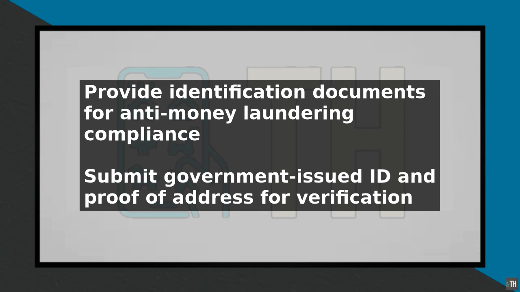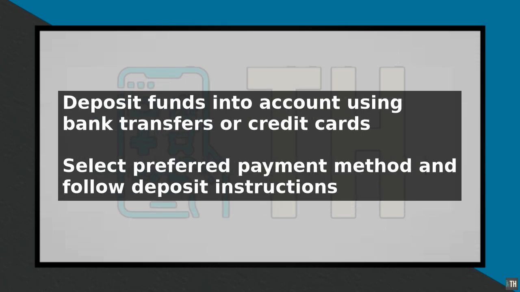With your account funded, you can now start investing in cryptocurrencies on Bitstamp. The platform supports a wide range of cryptocurrencies, including Bitcoin, Ethereum, and Litecoin. To place an order, go to the trading section of your account. Select the cryptocurrency you want to buy or sell, and enter the amount you want to trade. You can choose from different order types, including market orders, limit orders, and stop-loss orders.